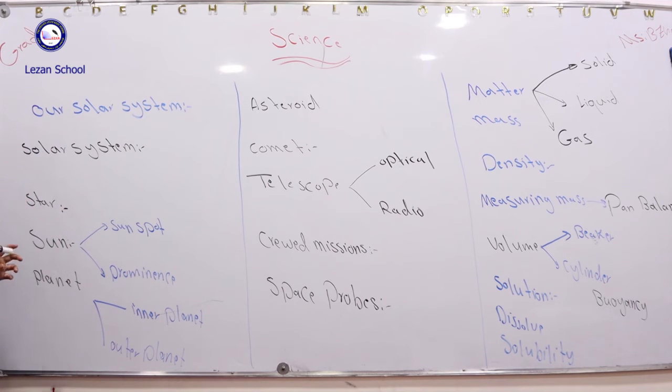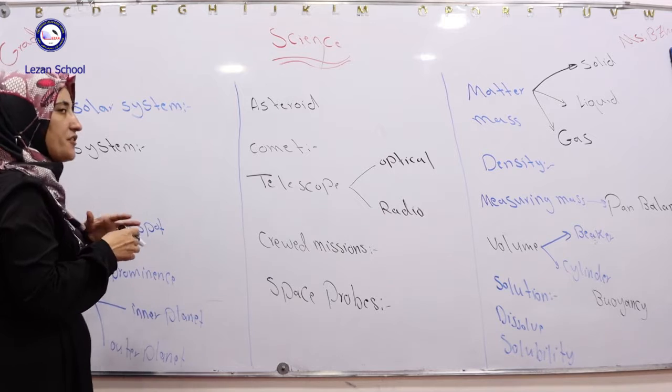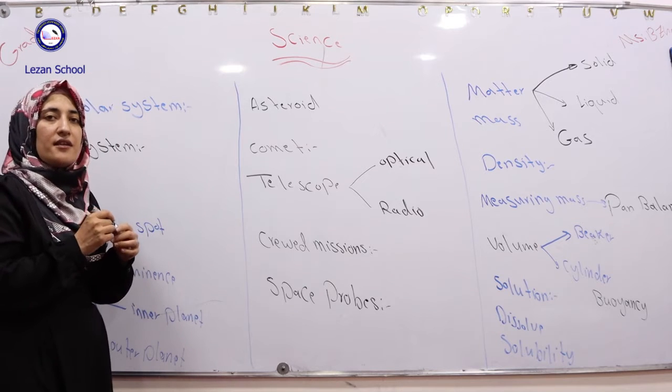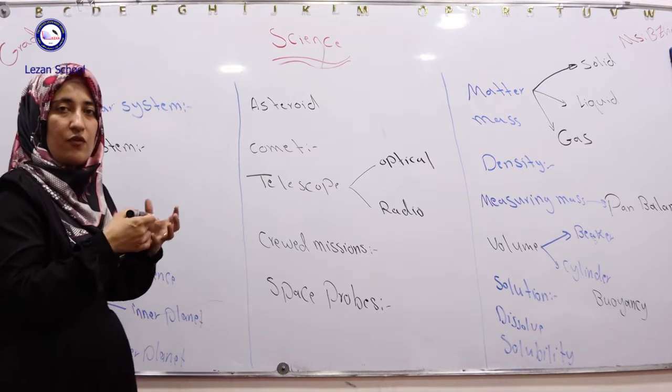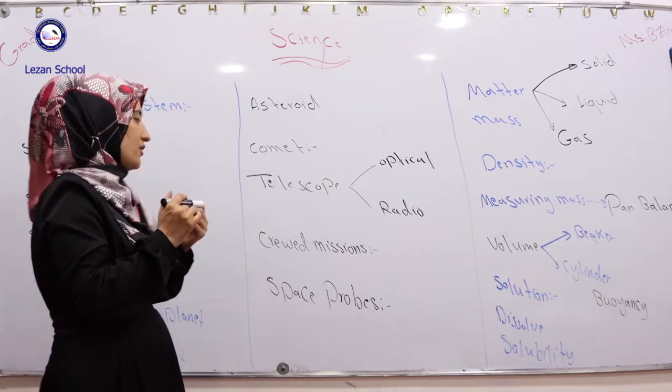After that we have star. What does the meaning of star? Star is a burning sphere of gases. Also we have sun. Sun also is a star. So sun is a star, a burning sphere of gases, and it's very large.